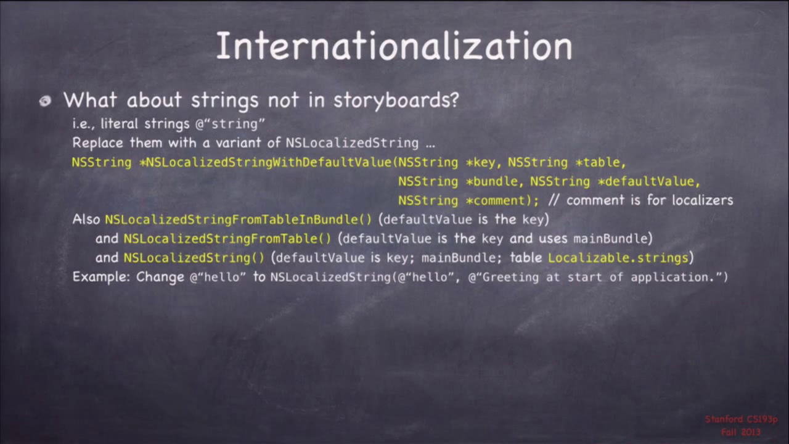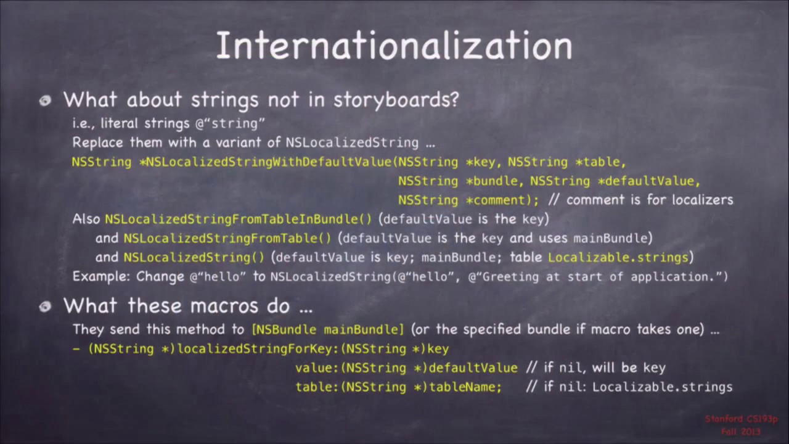So for example, if you had the literal string @"hello" in your app, and that is going to appear in the UI, then you would change that to NSLocalizedString(@"hello", and then the last argument there is a comment to the localizers. You can assume the localizers speak your language, whatever your base language is, and you're giving them a comment. You're telling them, what is this hello? Where does it appear? What's its environment? So here I'm saying it's a greeting at the start of the application, so the person would know in French to make that be bonjour or whatever, right? So that's how you do it. You change all your literal strings to one of these NSLocalizedString variants.